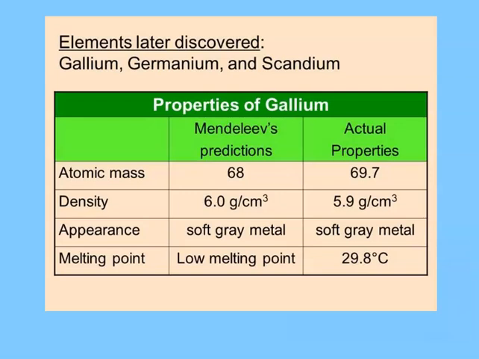And then a scientist announced, I've discovered a new element. This new element has atomic mass of 69.7. It has a density of 5.9 grams per cubic centimeter. It's a soft gray metal, and its melting point is 29.8 degrees Celsius, which is low. In fact, our body temperature is 37 degrees Celsius. And so if you put this substance, which he named gallium, if you put this solid in your hand, it would melt. Scientists were in shock that Mendeleev had predicted the properties of this element, and then it was discovered.